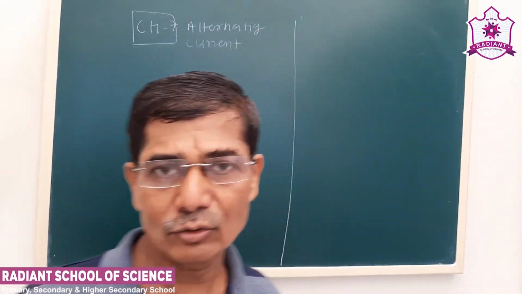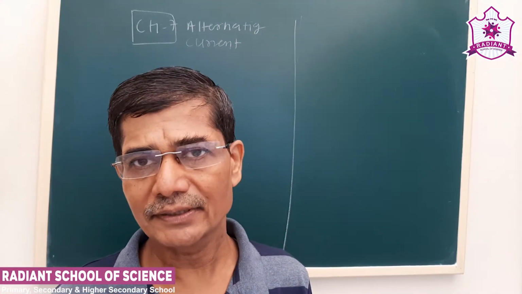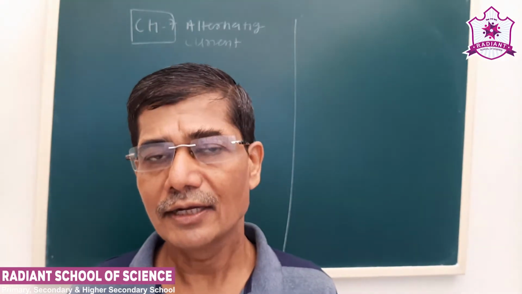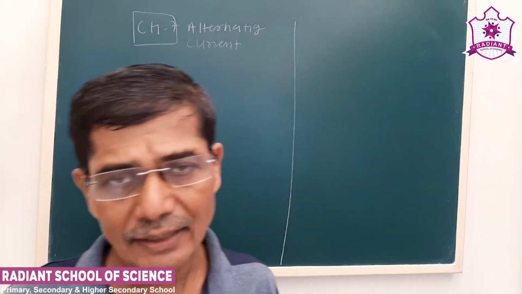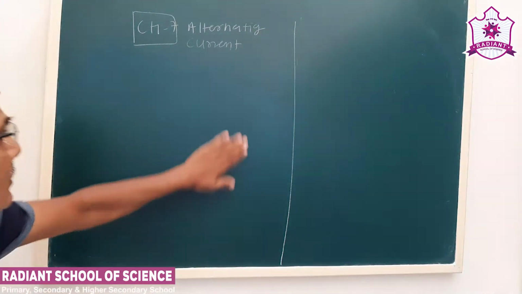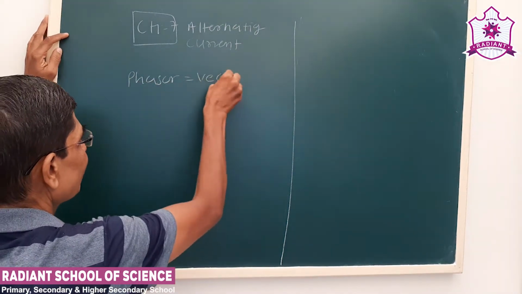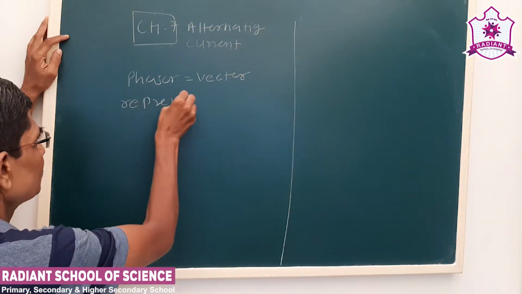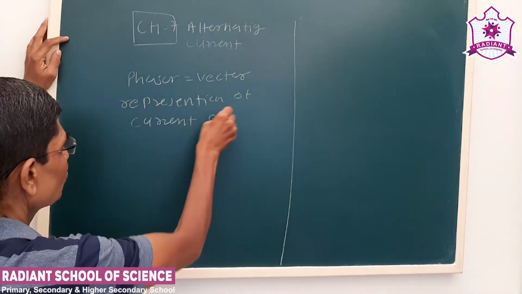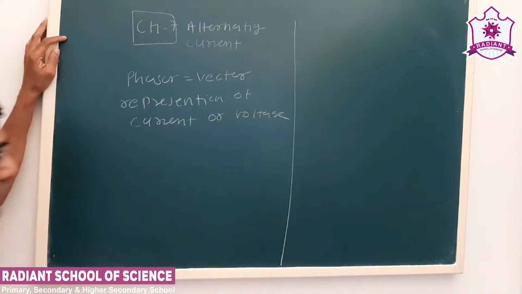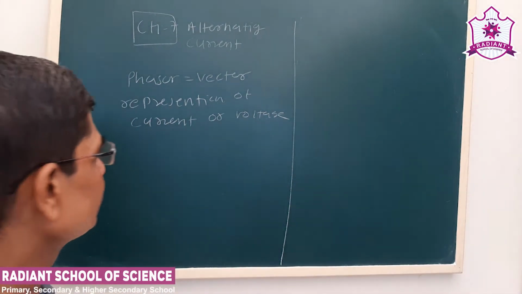Now, next we have to analyze the circuit in which all three components are present, that is a resistor, inductor and capacitor, and this we have to solve by using the method of phasor. Phasor is nothing but vector representation of current or the voltage.